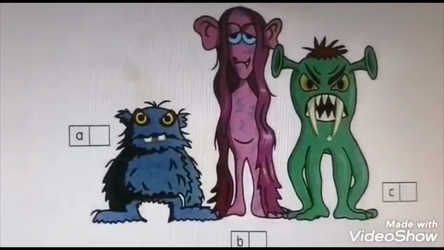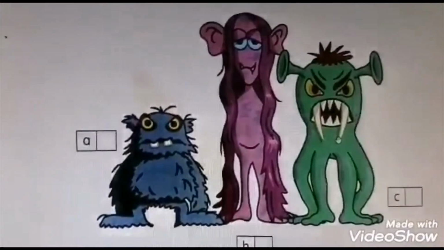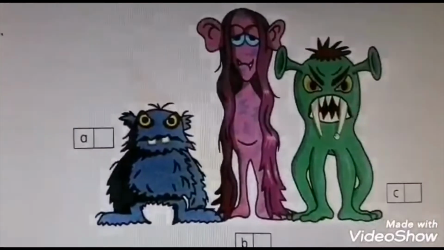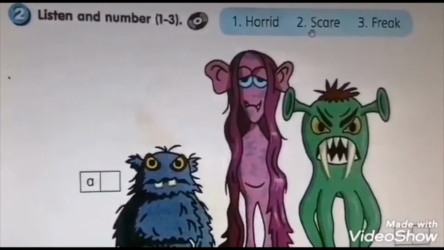It's really obvious, the green one, and it looks angrier than the other alien. So which one? Number 2. C is number 2. Let's listen to the third one.